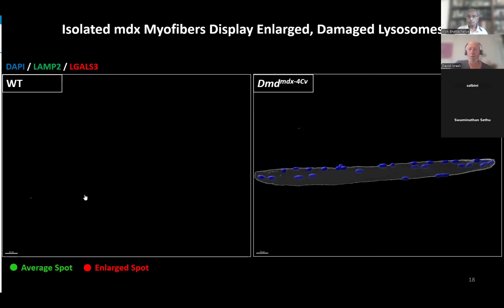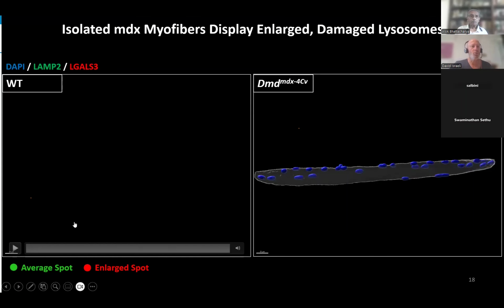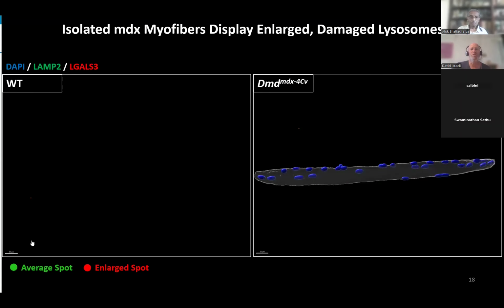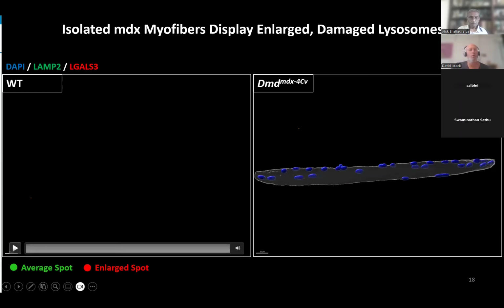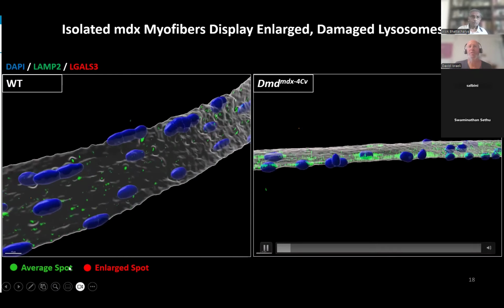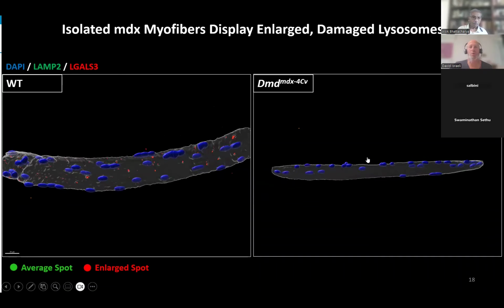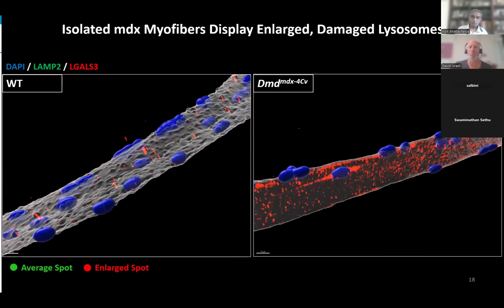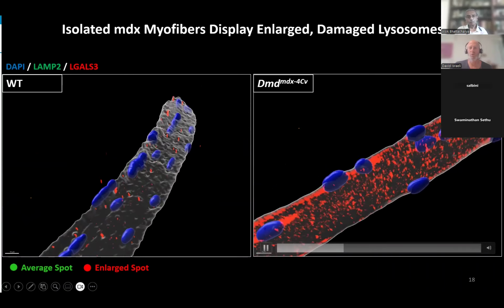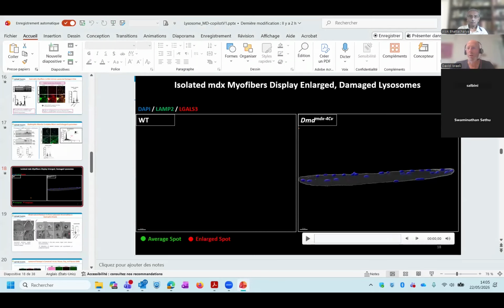And here is a nice illustration which was made from single fibers. These are single fibers reconstructed in confocal, stained again for galectin, for the damage of the lysosome, and for LAMP2. What you can see is that in the Duchenne mouse you have a much increased number of spots and increased size of the spots, as illustrated in red on the Duchenne mouse.